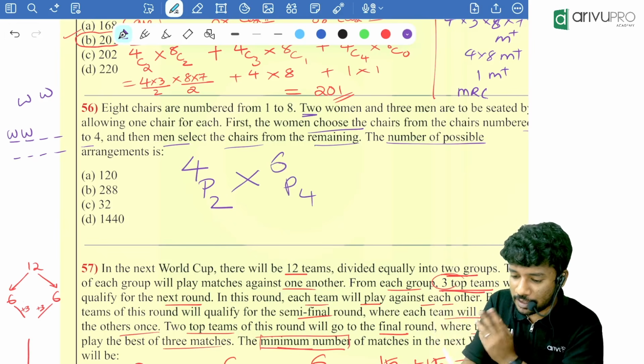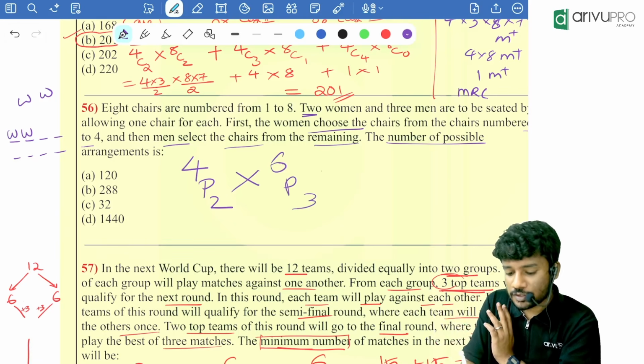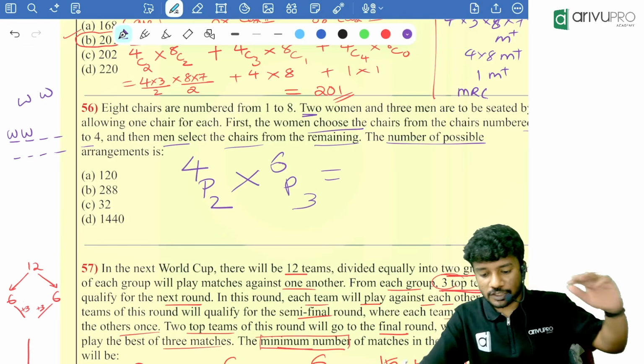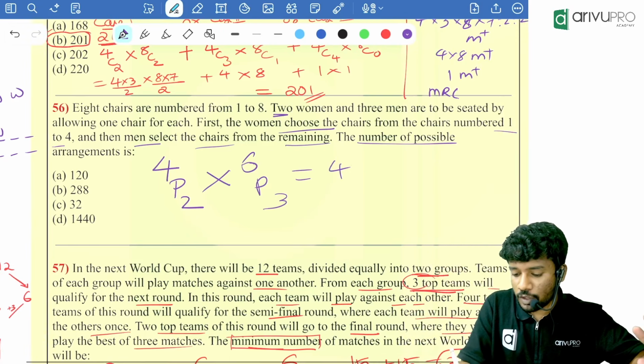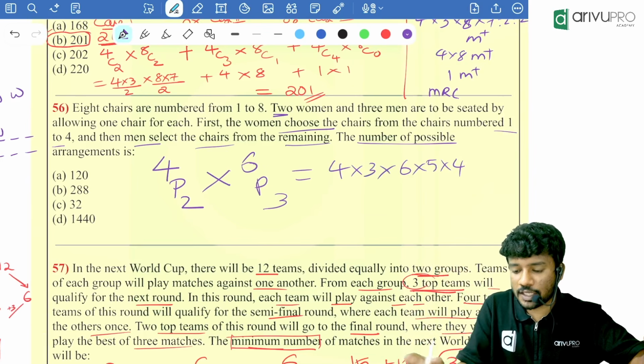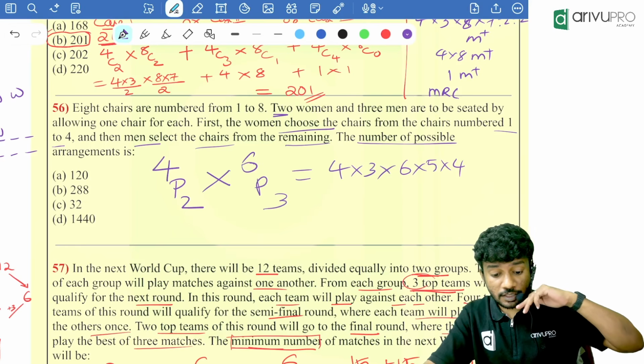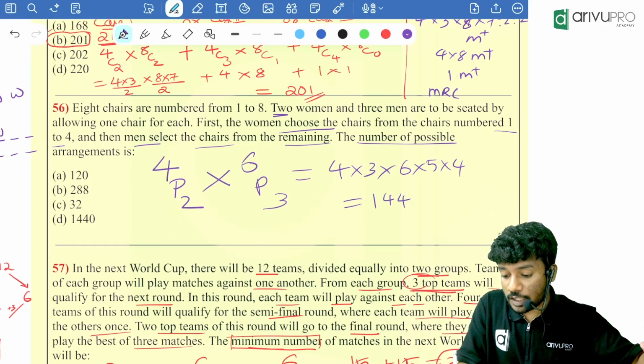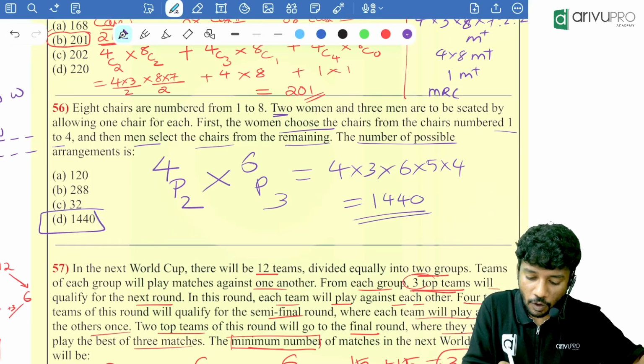How many men are there? 3 men are there, right? So answer is what? 4p2 into 6p3. How much is the answer? 4p2 is 4 into 3. 6p3 is how much? 6 into 5 into 4. How much is the answer? 1440. Option D.